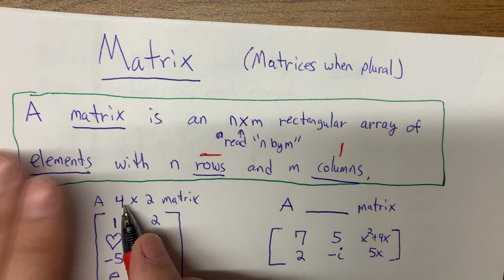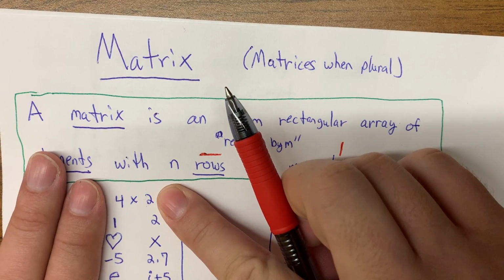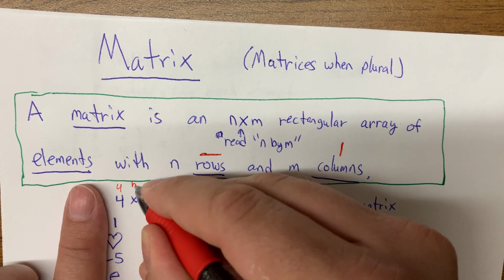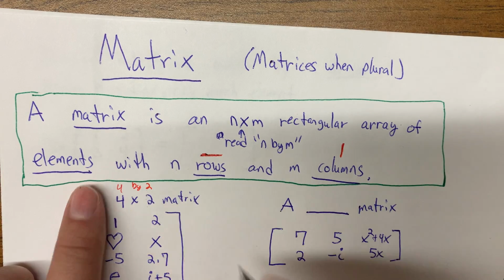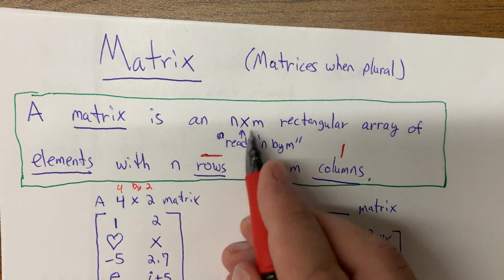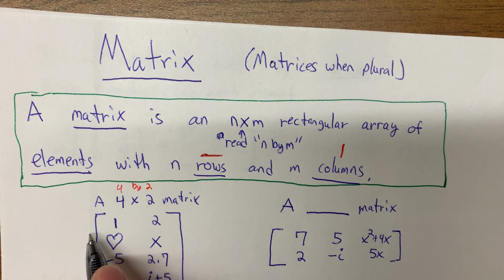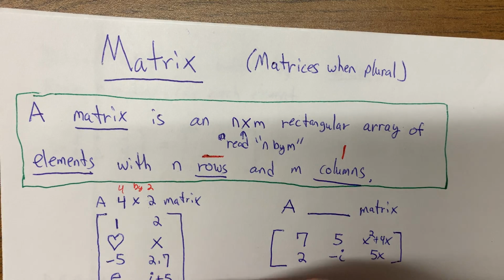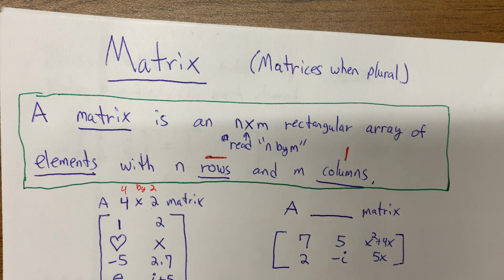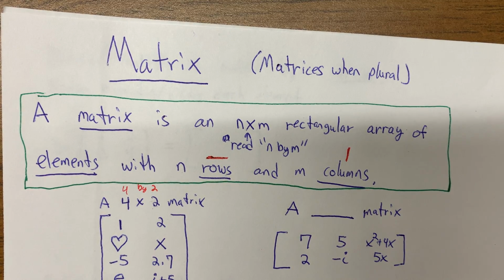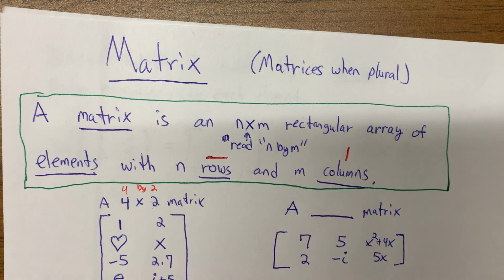How do we say these dimensions out loud? We say 4 by 2. A 4 by 2 matrix will have 4, the n is always the number of rows, so it has 4 rows. Look, 1 row, 2 rows, 3 rows, 4 rows, and 2 columns, 1, 2. Notice it is a rectangular array. We always put these brackets around it, and it's filled with elements. The elements are just the things that are inside of it.